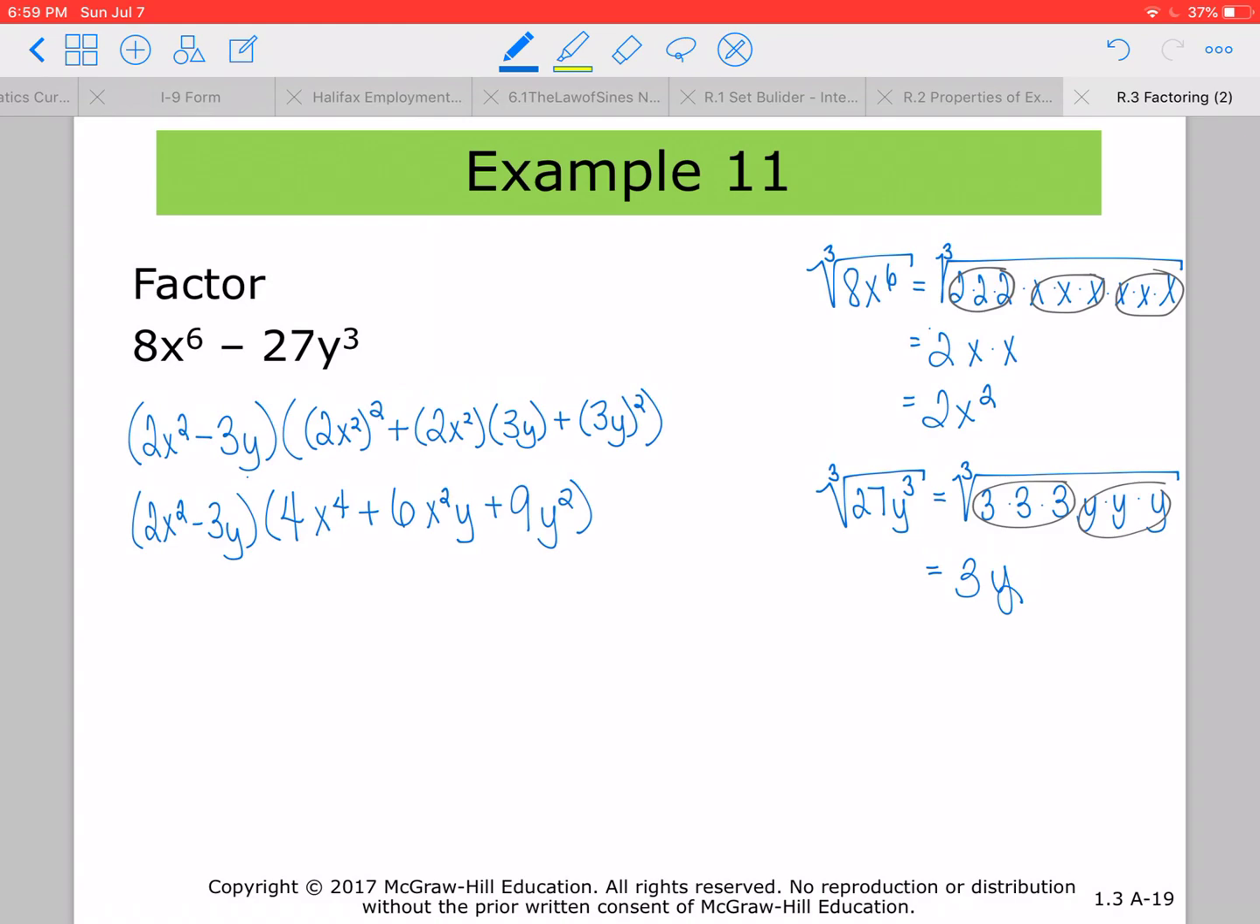Will this factor? Let's see. Is it a perfect square trinomial? You'd have 2 and 3. Nope, it's not. So this one won't factor. Okay, so we are finished with that. Simplified.